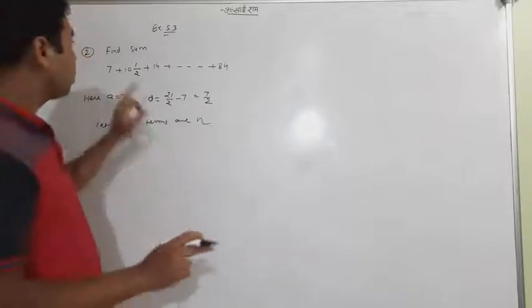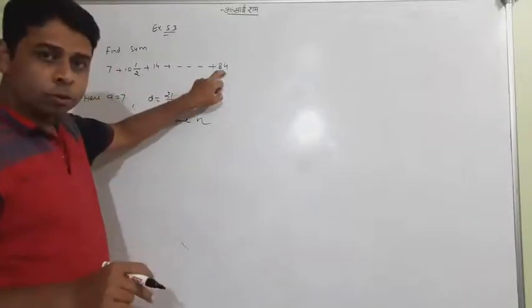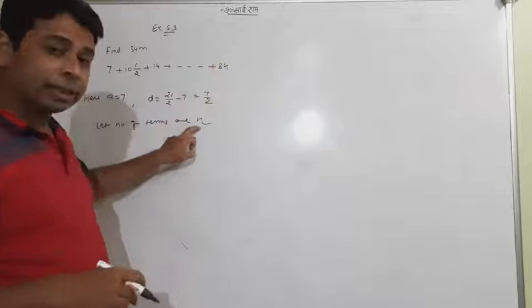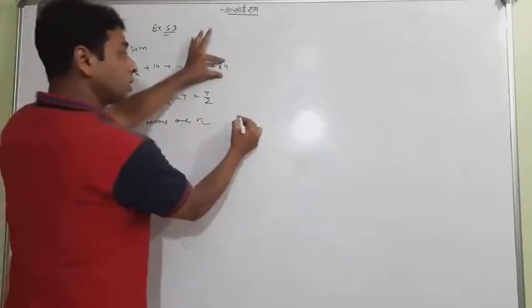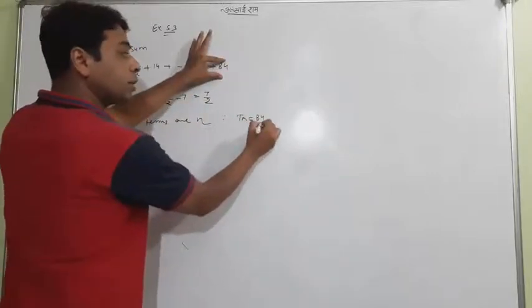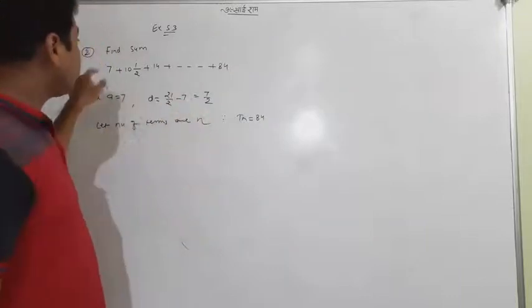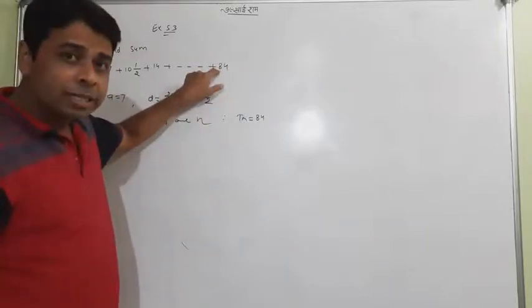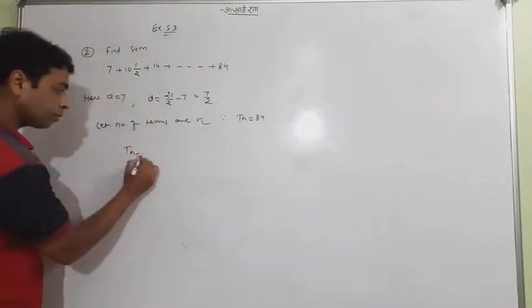Again hear me, we don't know how many terms there are. We say let the number of terms be n. So what is this? This is Tn. I taught you yesterday: when the number of terms is n, it is called Tn, and use the formula of Tn.